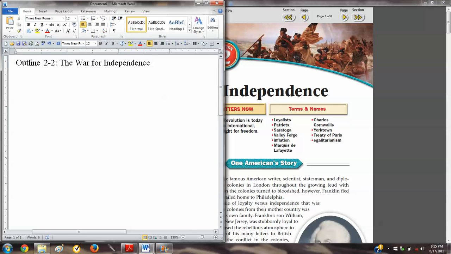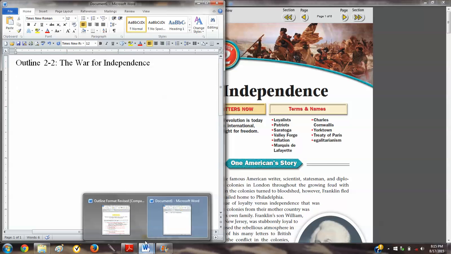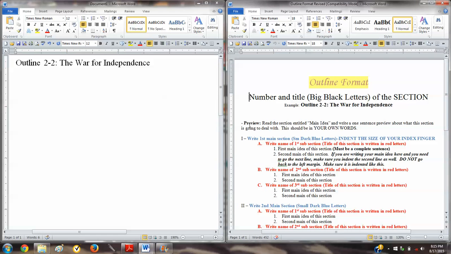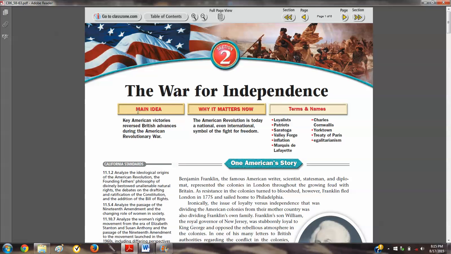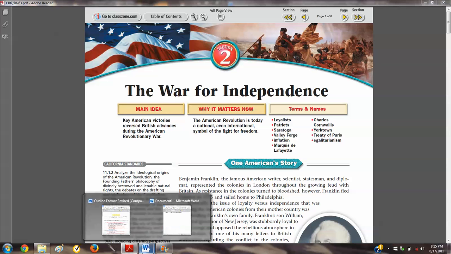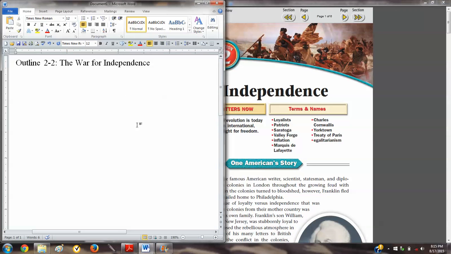Now the next thing our outline format says is preview. Read the section entitled Main Idea and write a one-sentence preview of what the section is going to be about. It should be in your own words. So we look at the book. Here's the section Main Idea, right in your textbook, and here's what we have to put into our own words: Key American victories reverse British advances during the Revolutionary War. So let's go to our paper, and we have to put preview, colon, or dash, and then what exactly is our preview.